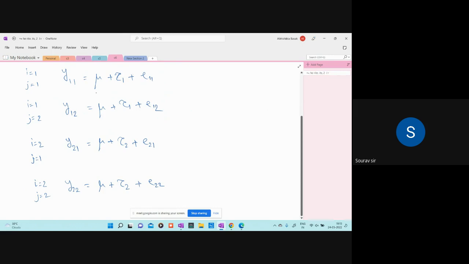Actually, it is impossible to estimate tau 1 and tau 2 together, but we can estimate the mu plus tau 1 combination and the mu plus tau 2 combination together. So, as per the question, we can estimate statement 1. So, only 1 is my answer for this question. For question number 2, statement 1 only, that is option 1, is my answer. Clear?